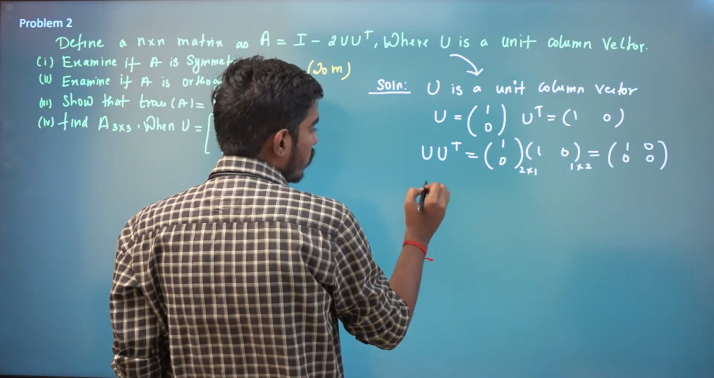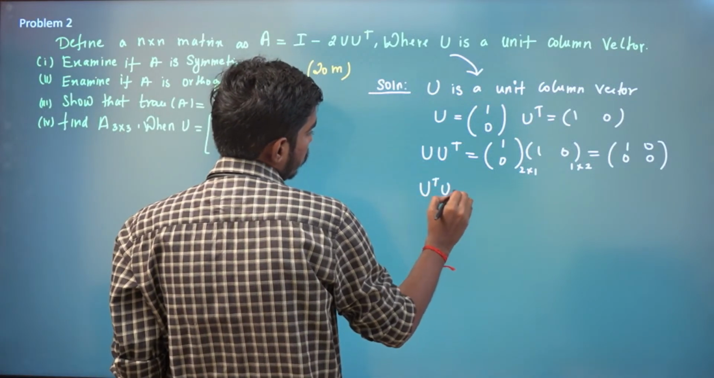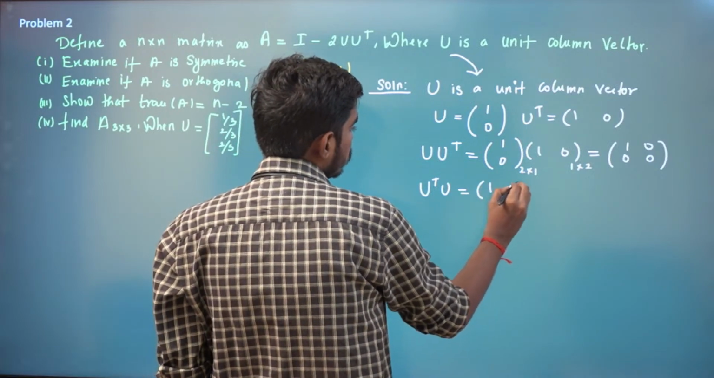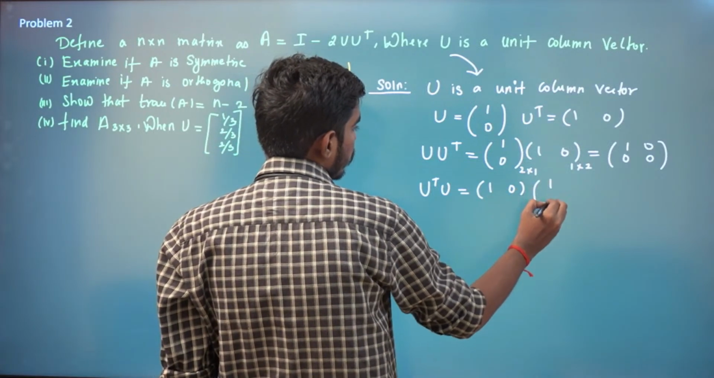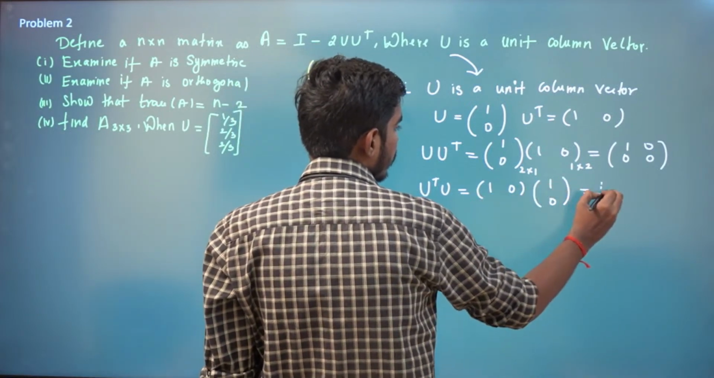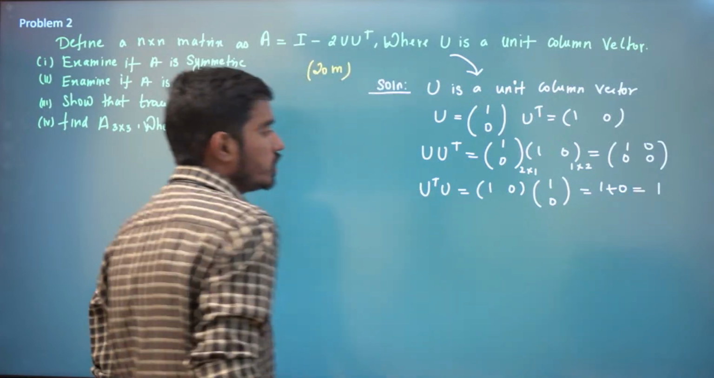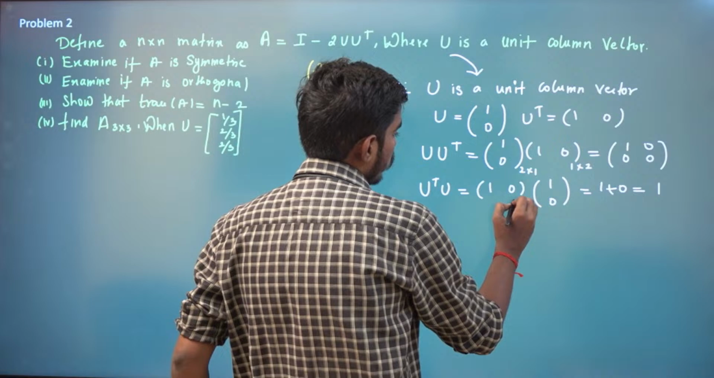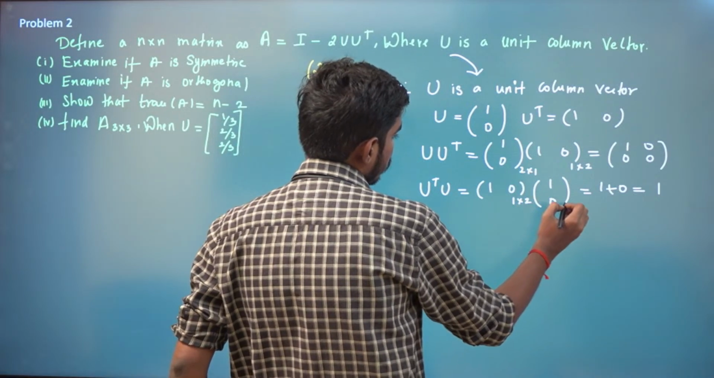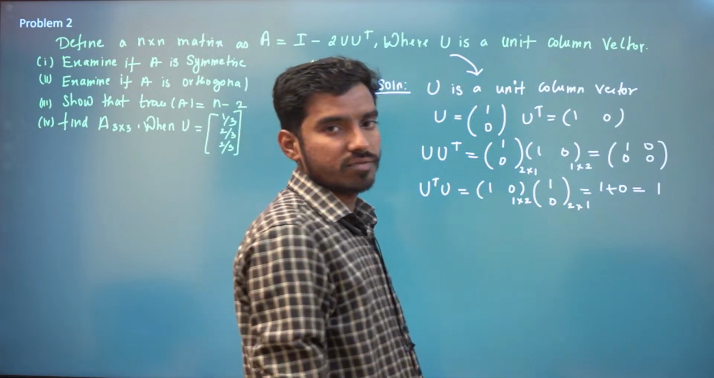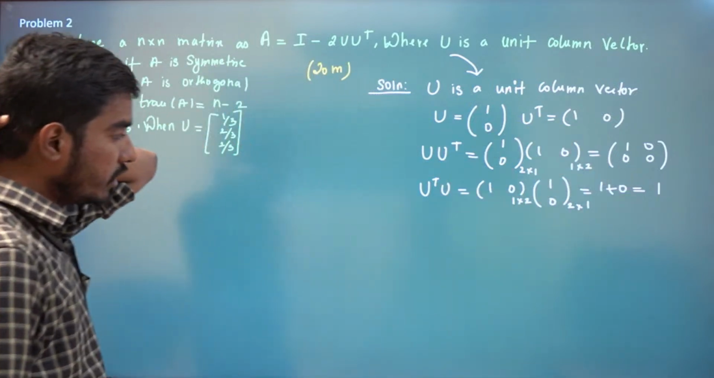Now similarly, what you also infer is you just multiply u transpose into u. So u transpose is 1 0, u is the column 1 0. If you multiply this, you will have 1 plus 0, which is equal to 1, right? This is 1 row 2 column, and this is 2 row 1 column, so the product will be 1 cross 1. So it will be 1. Here it turns out to be 1.